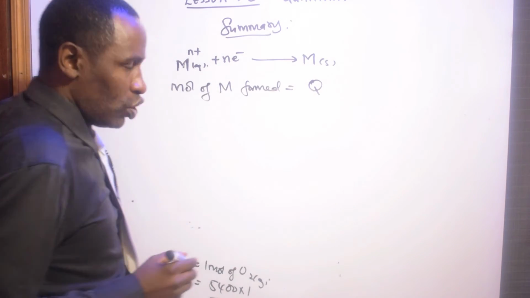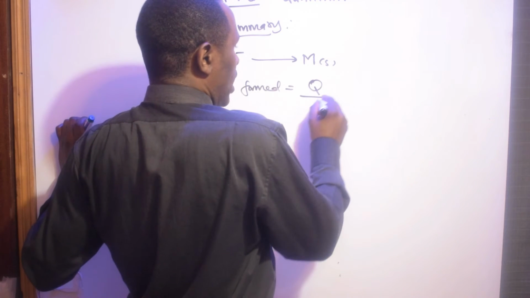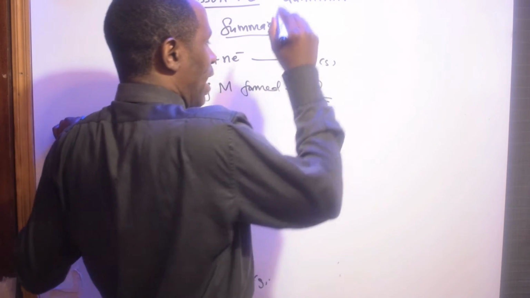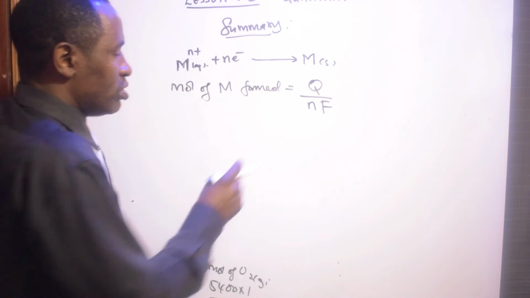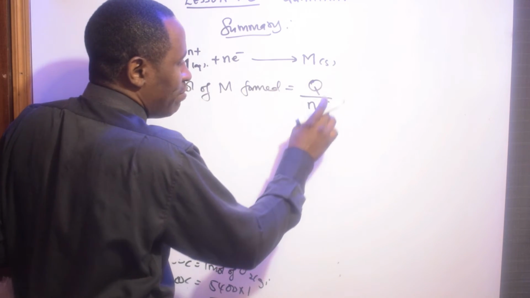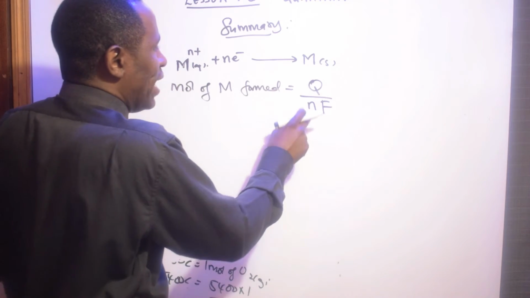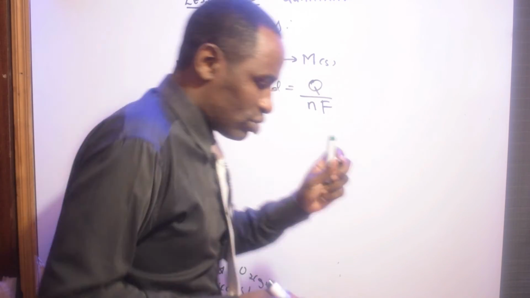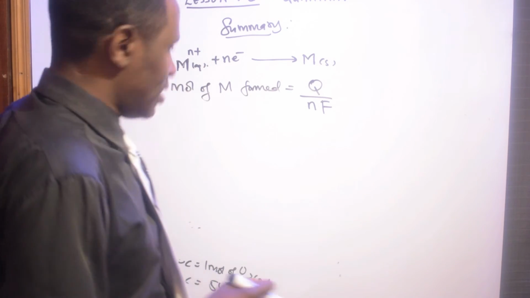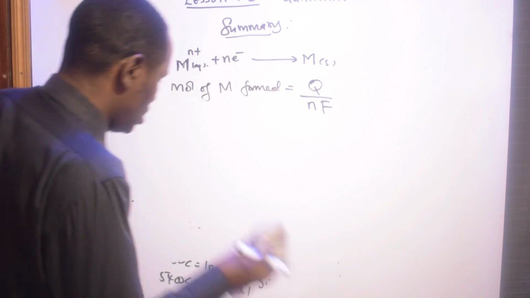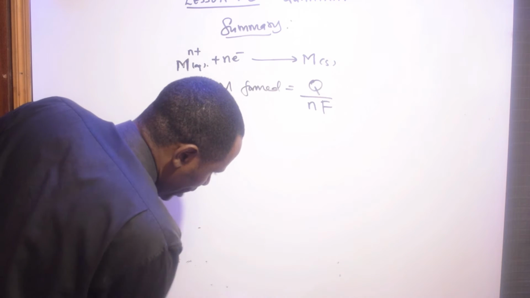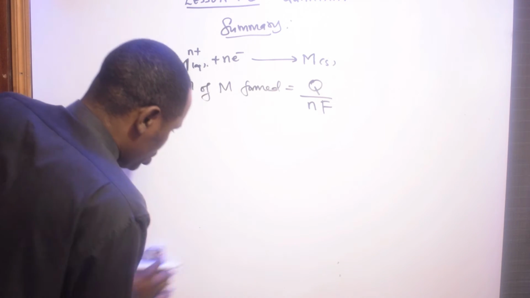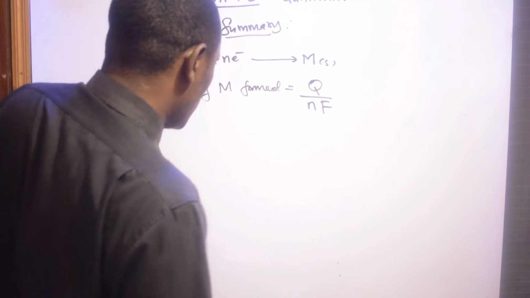We can talk of Q, and then I'm going to divide by N. I multiply by F, which are Faradays. So I'm going to take the amount of electricity, and divide by N Faradays, where N is the number of electrons. And that means the issue of the equation here is very, very critical.